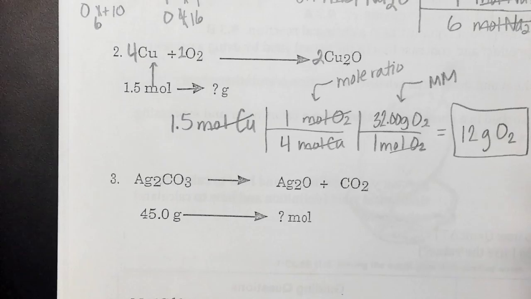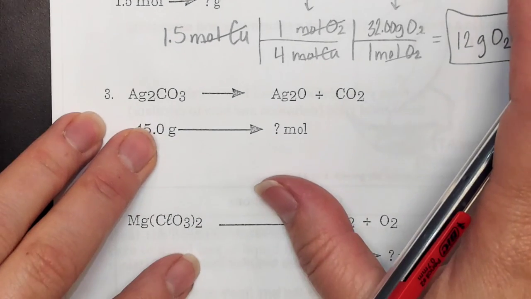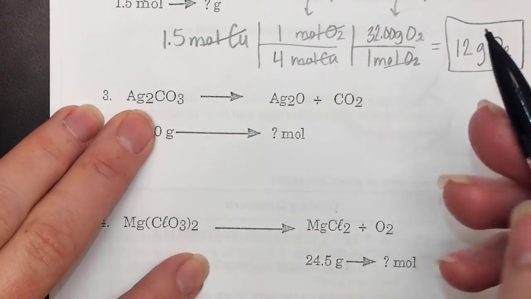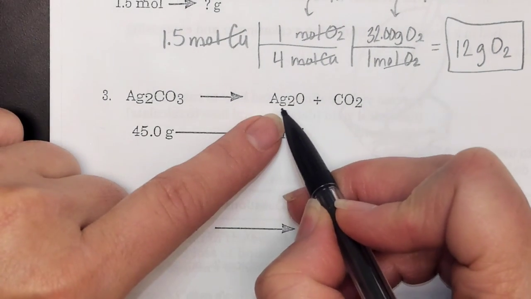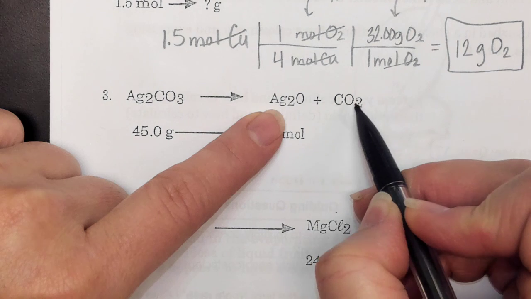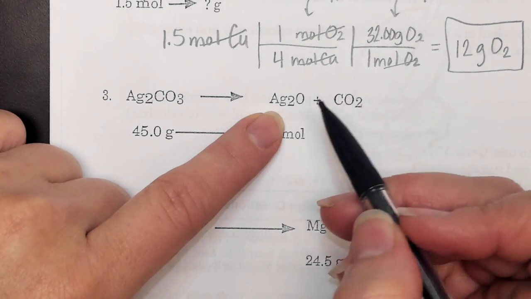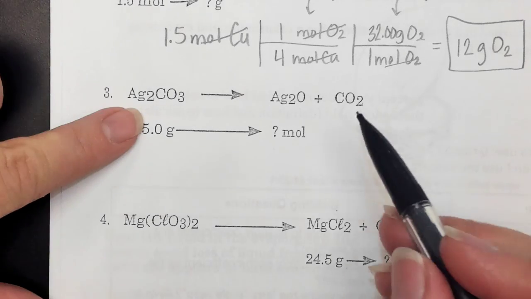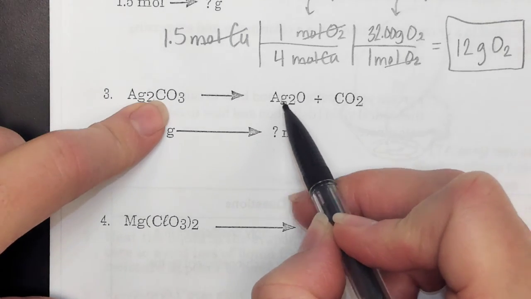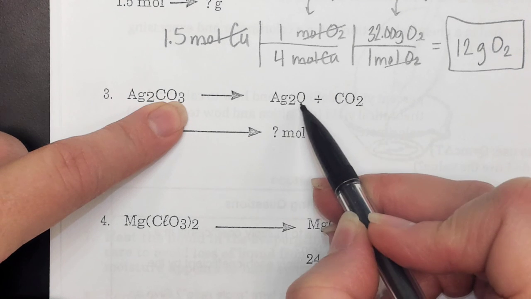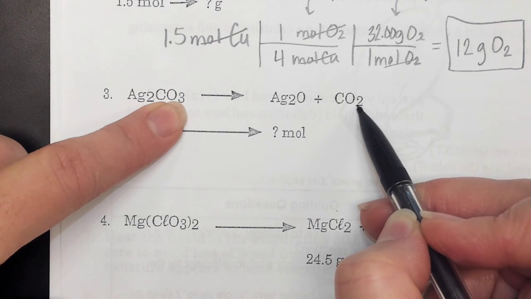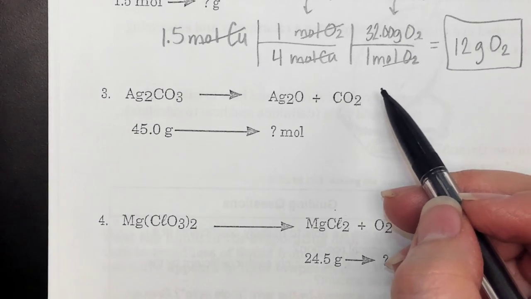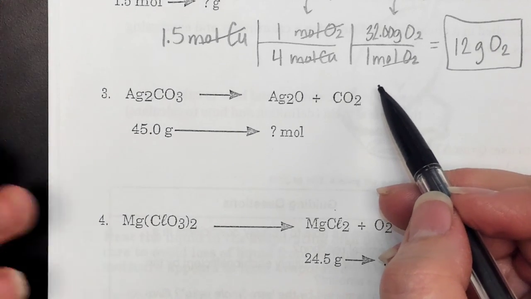Okay, should we do another one? Let's do another one. All right, I've got silver carbonate decomposing into silver oxide and CO2 gas. So what is the first thing that I do before I do anything else? Balance it. All right, 2 silvers, 1 carbon, 1 carbon, 3 oxygens, 3 oxygens. Balanced as written. Sweet. Okay, problem is balanced as written. So then, Michaela, what do I do next?